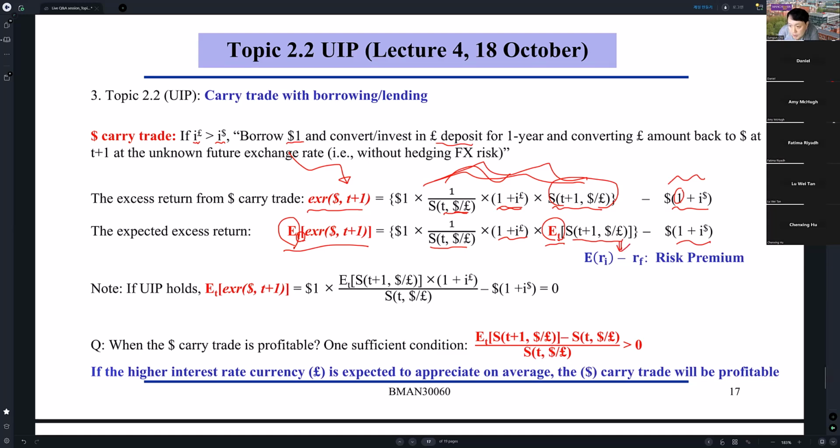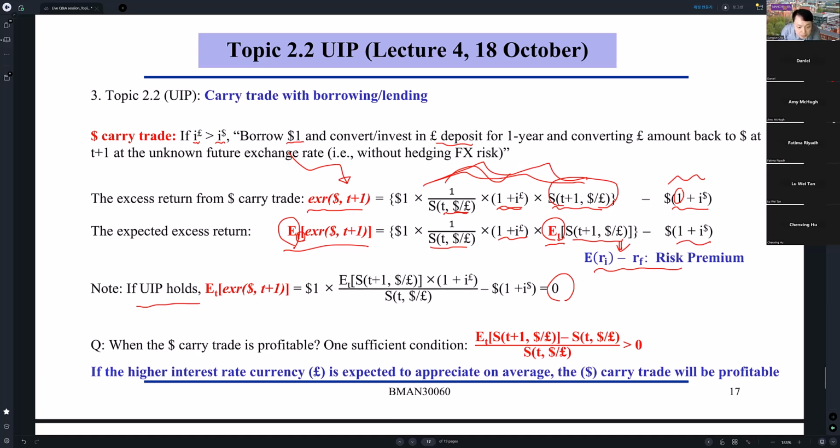So in a sense, this can be interpreted as the risk premium, expected return minus risk-free rate. So we're going to use this one in this week's lecture. Now, when UIP holds, from the UIP relationship we can derive this one: the dollar carry trade will not provide any excess return. That is what we learned in the lectures.